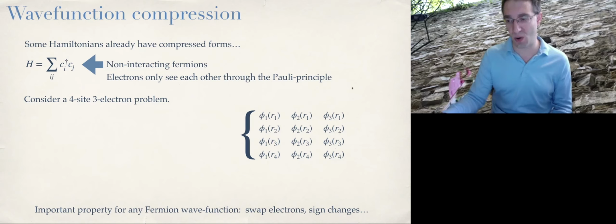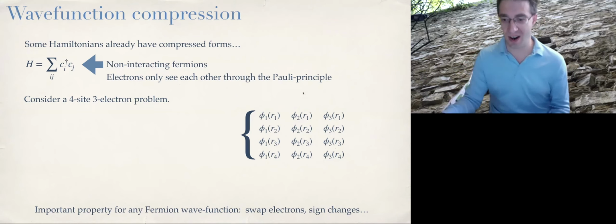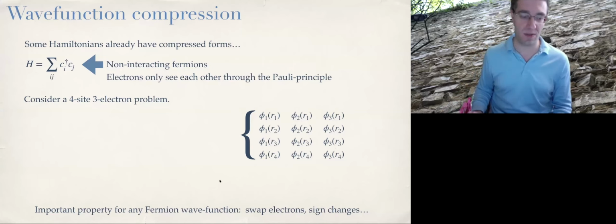So if we consider a 4-site 3-electron problem, we can solve for a set of single particle orbitals. So this is just 12 numbers. There's an algorithm to generate these 12 numbers, but for all intents and purposes, there are 3 electrons, each on 4 sites, 12 numbers that you have to work with.